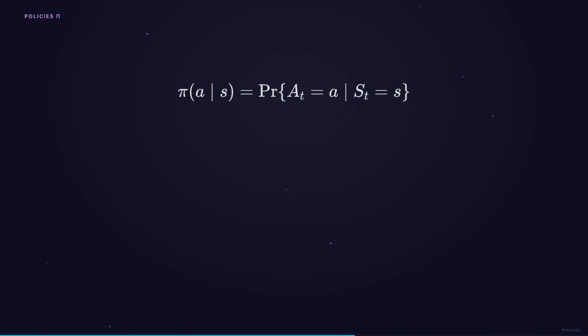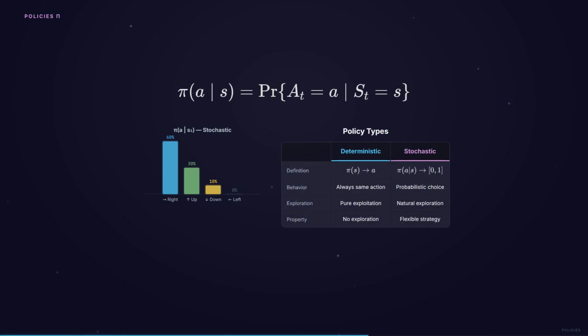But policies can also be stochastic. Pi of a given s might say, go right with 60% probability, go up with 30%, and go down with 10%. The agent rolls the dice each time. Why would you ever want randomness in your strategy? Remember the exploration-exploitation dilemma from episode 1. A stochastic policy naturally explores. It doesn't always pick the same action, so it discovers new possibilities.